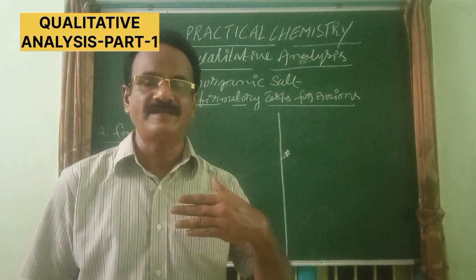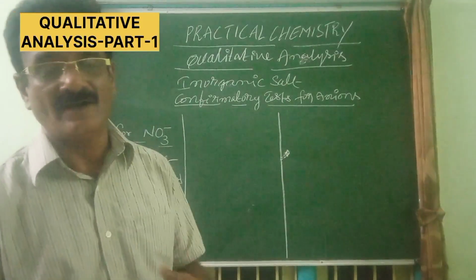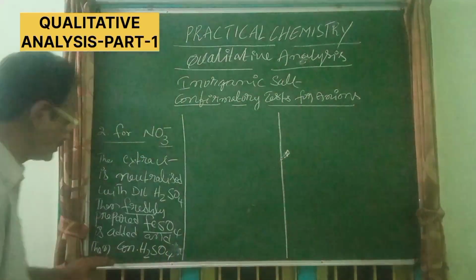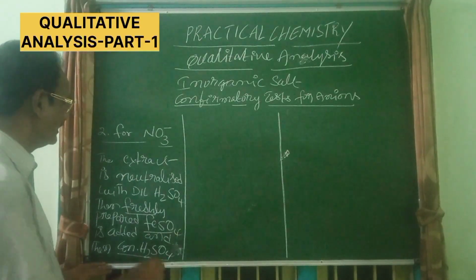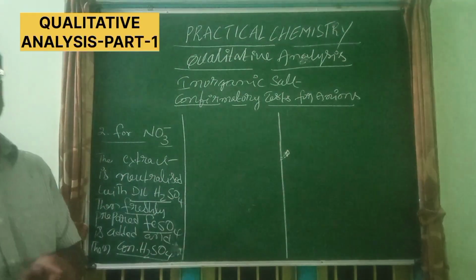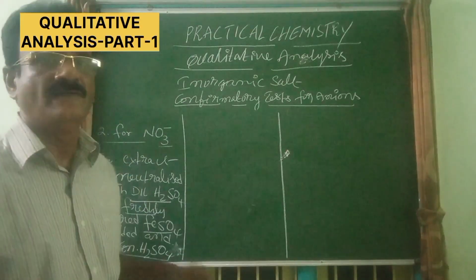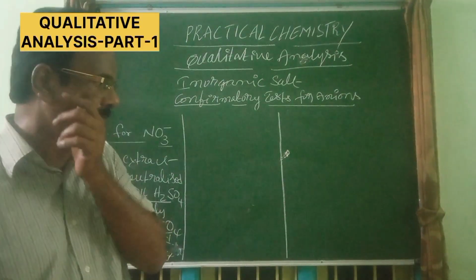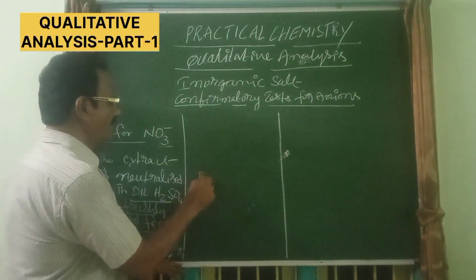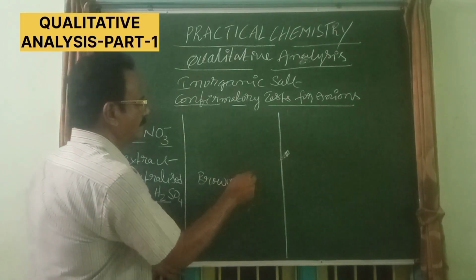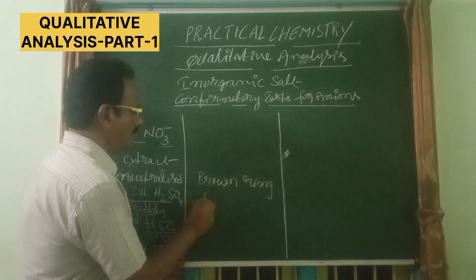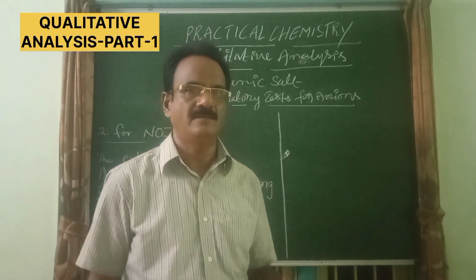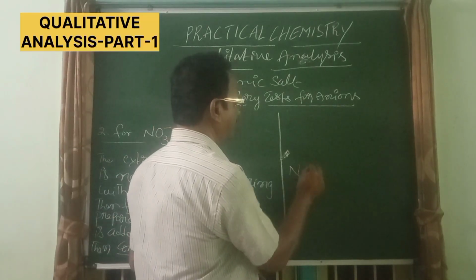After adding freshly prepared ferrous sulfate solution, then concentrated H2SO4. Keep in mind the conditions are important. For neutralization, dilute H2SO4 is to be used. For the test, concentrated H2SO4 is used. Is it clear? Then a brown ring will appear. Brown ring. Okay, if a brown ring is formed, NO3 minus is confirmed. Nitrate is confirmed.